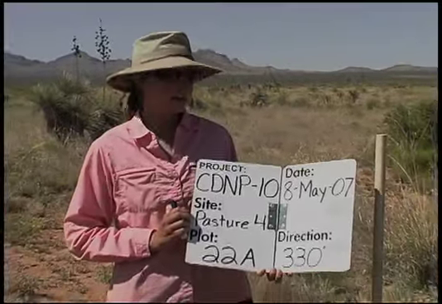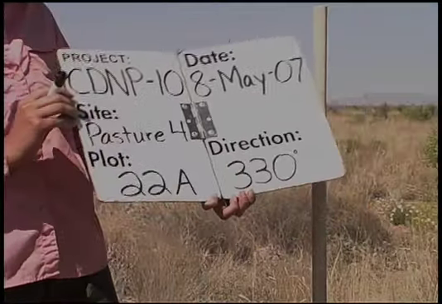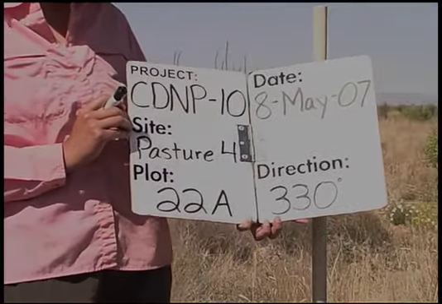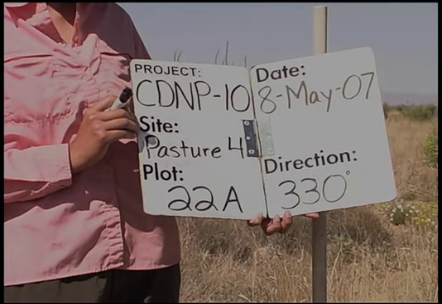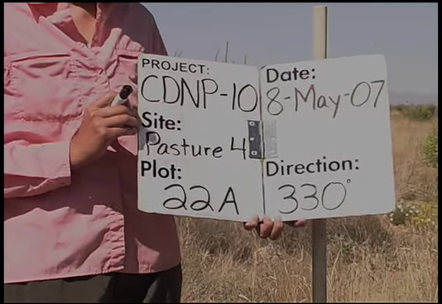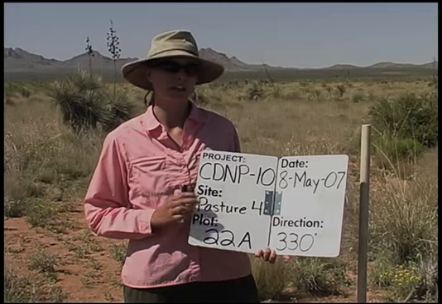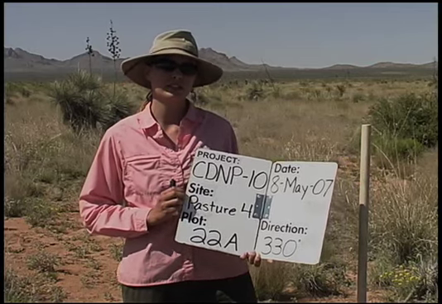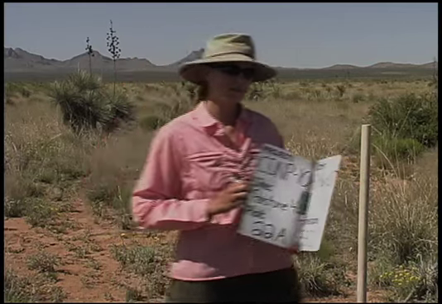Using the thick edge of a black dry erase marker, fill out the photo board with the appropriate information: the project, site, plot, date, and direction. And it's best if you write as big as you can and use as much space on the board as you can. Once you've filled it out, take it to the zero end of the transect.